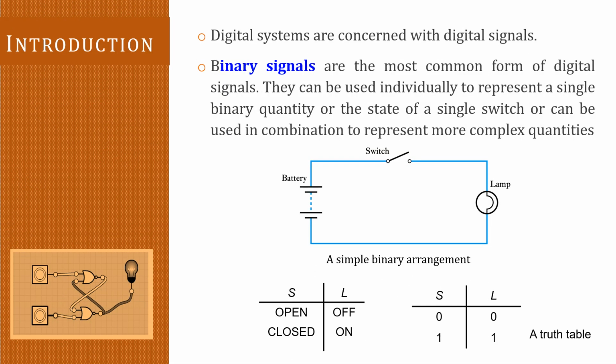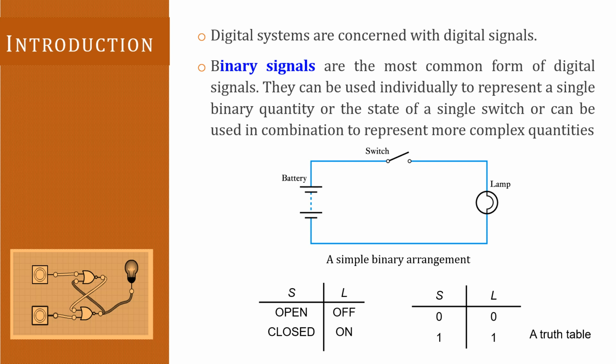As you know, digital systems are concerned with digital signals, and binary signals are the most common form of digital signals. These binary signals can be used individually to represent a single binary quantity or the state of a single switch, or they can be used in combination to represent more complex quantities. A simple binary arrangement is shown in the diagram.